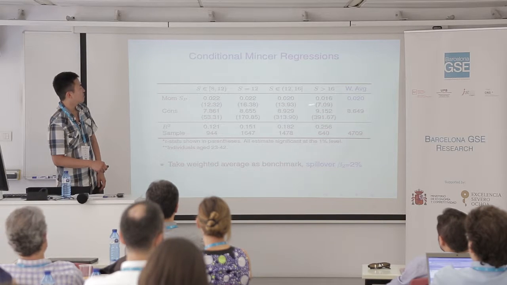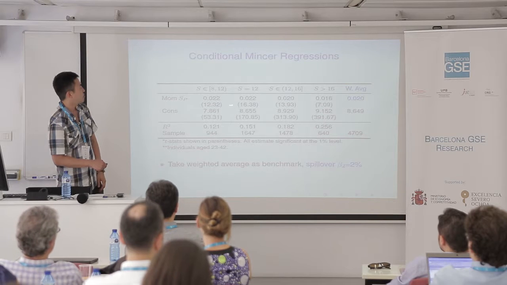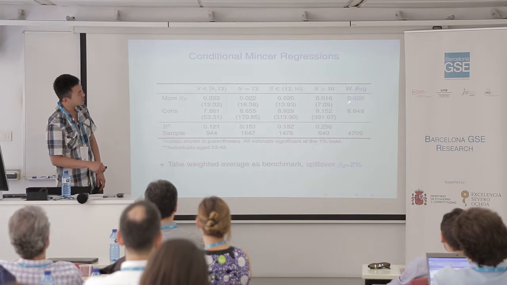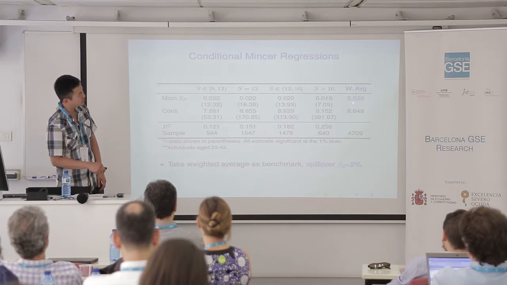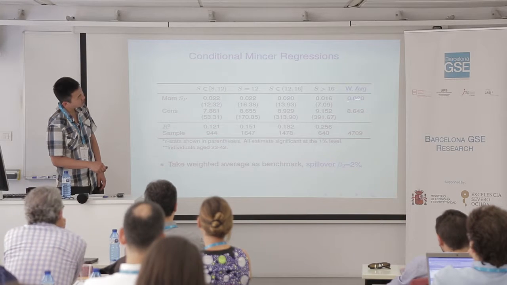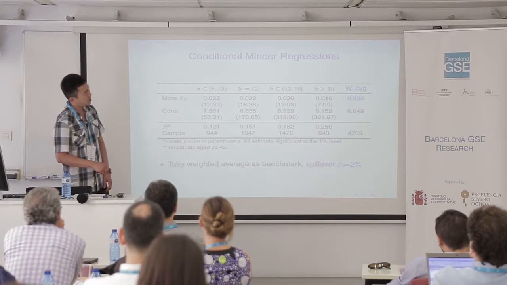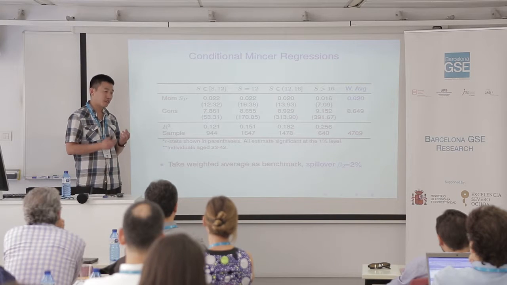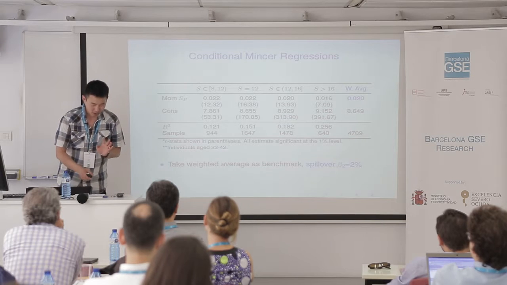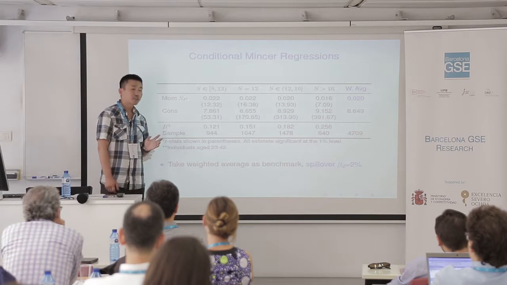But still, it's similar in magnitude throughout all the education groups. The weighted average is about 2%. It's very similar to the 2%. It's very similar to the 1.7%. And according to the structural model, this is what would be counted as a spillover effect or a causal effect. Okay? So I'm not claiming that this is the actual selection or causal effects.